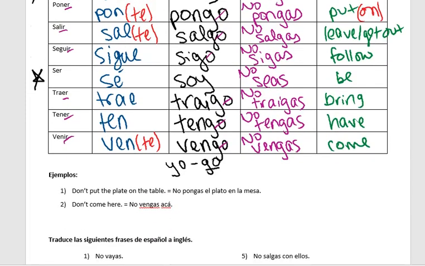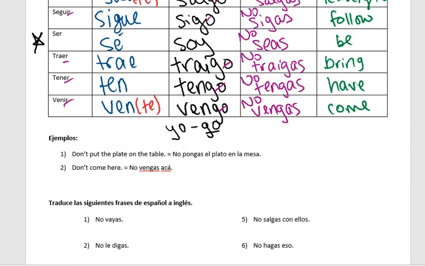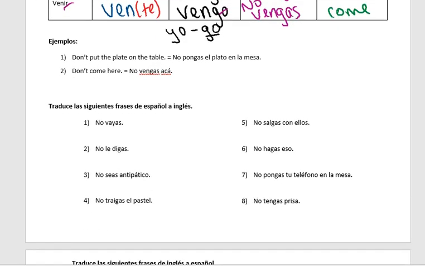If you look down at the ejemplo, don't put the plate on the table is no pongas el plato en la mesa. Don't come here, no vengas acá, no vengas aquí, or even no vengas would work. Here we just have español a inglés practicing. Like, no vayas, don't go. No le digas, don't tell him or her. Go ahead and go through 3 a 8, give them a shot, and then I'll pull up the key and you can check your work when you're done.